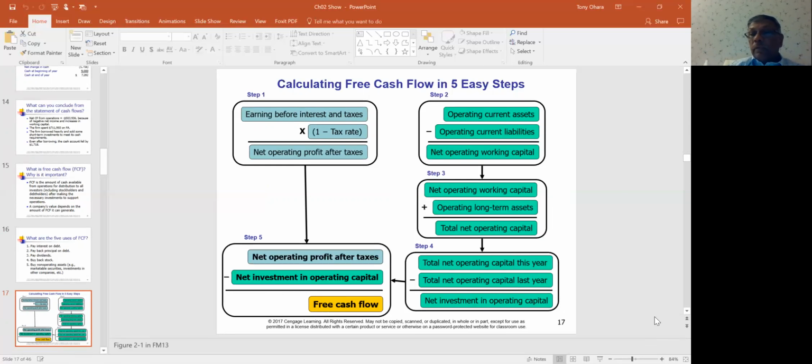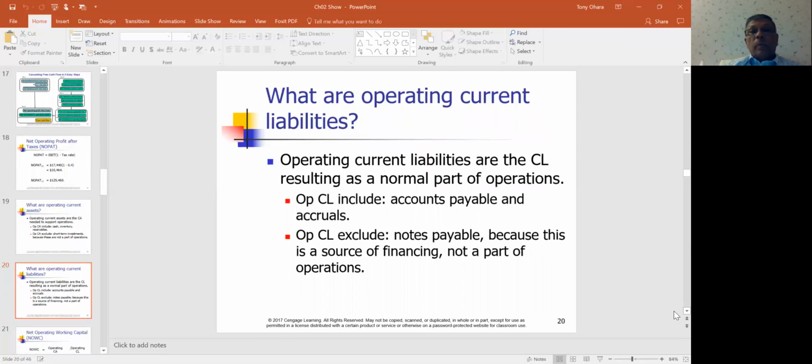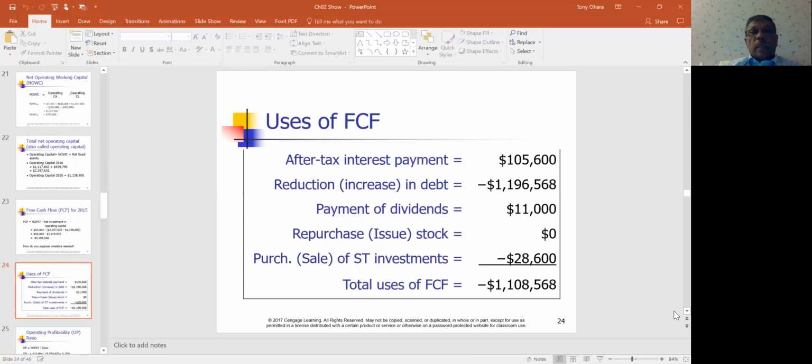And it is instructive and very good for you to actually do this. And here is net operating profit after taxes, so we compute those. And then we go through this thing and we compute all the other things. And so we come up with the free cash flow.